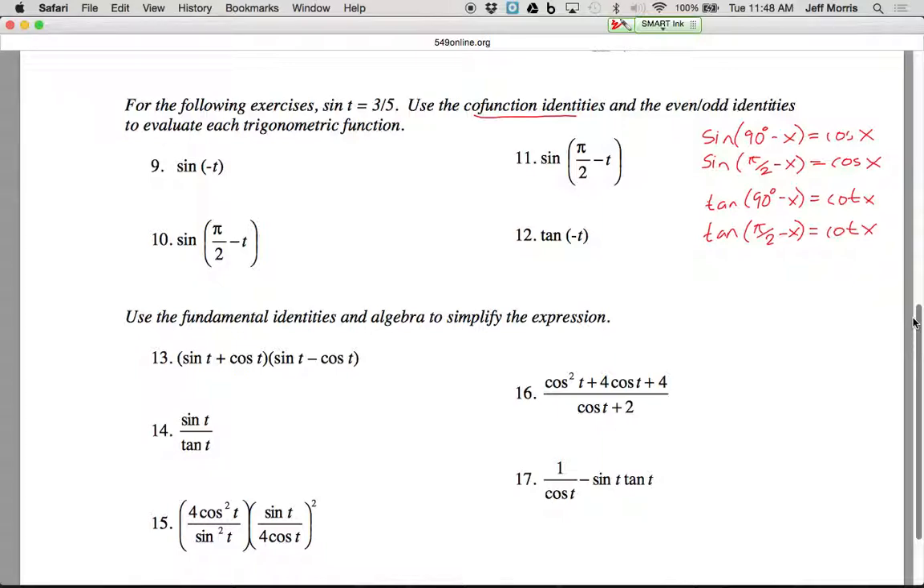These are the more important ones, the even odd ones that I taught you. And let's see if you remember them. Sine of negative x. What can you do with the negative when it's sine? Because it's an odd function, because it's symmetric about the origin, which means you flip it over the x and y, you can bring the negative out front.